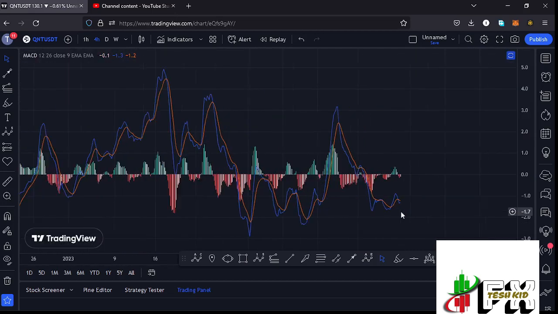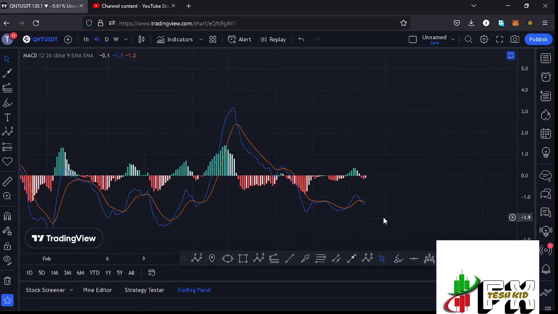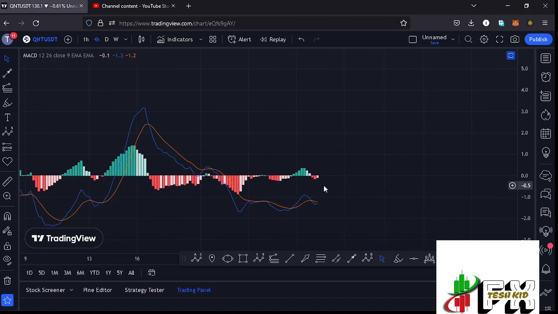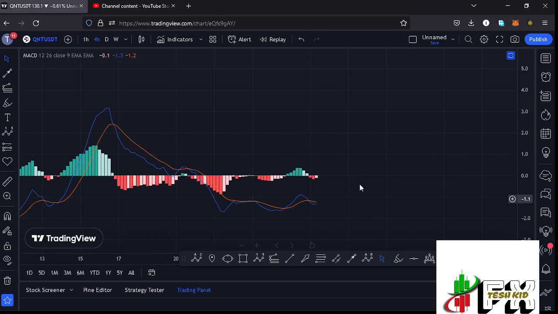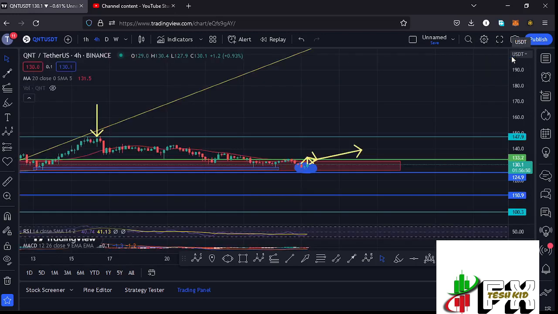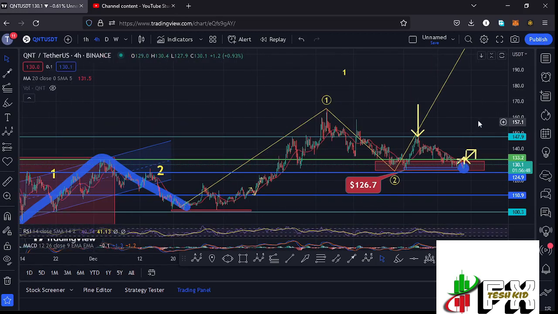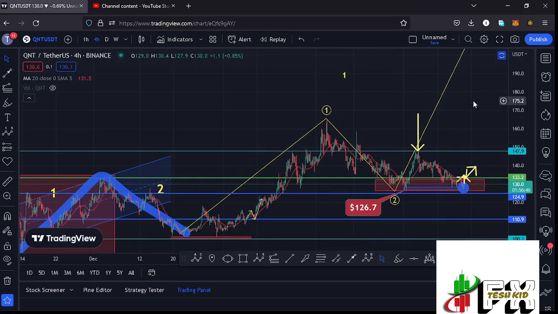Also taking a look at the MACD, we had been able to print a bearish cross, but we are seeing a bit of a decrease in the selling momentum here on the MACD, meaning soon we might be able to print that bullish cross to fully support higher prices in the formation of that higher Elliott wave count 3. So let's be patient and see how that plays out, and I'll be keeping you updated.